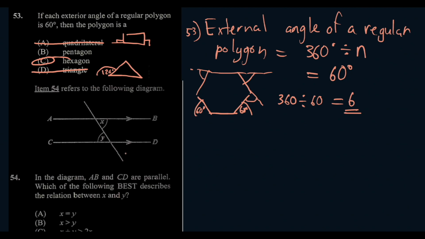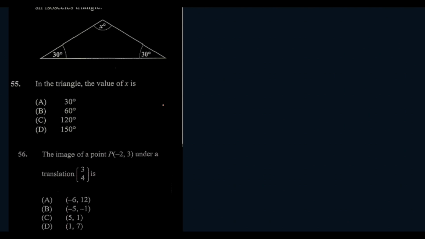Now this one says in the diagram AB and CD are parallel. Okay, so if they are parallel, that means that these two angles here are the same. So that means this is that. Okay, so all these angles here that I'm going to show you now are the same. So this is the same size as this, which is the same size as this. Alright, so this question says in the triangle, the value of x is.